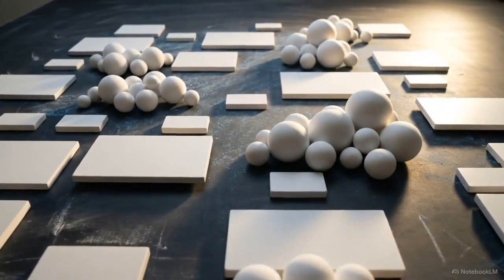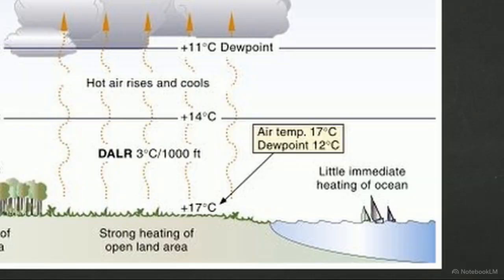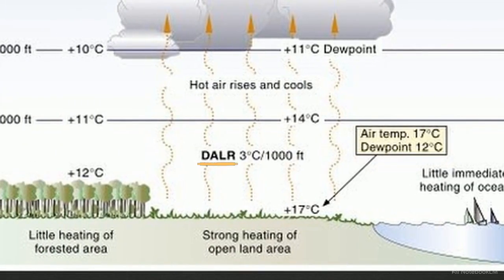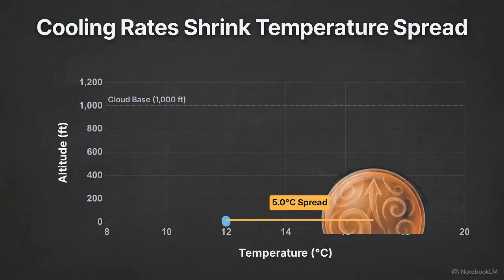entering the airspace. We model this using a parcel of air at the surface with an ambient temperature of 17 degrees Celsius and a dew point of 12 degrees. As the parcel rises and expands due to surface heating, it cools at the dry adiabatic lapse rate. During this ascent, two distinct cooling rates are in play.